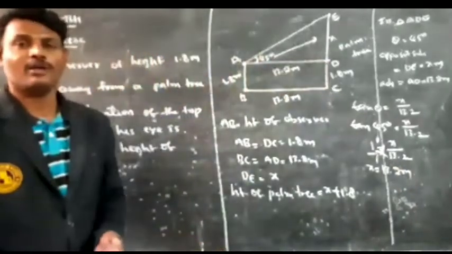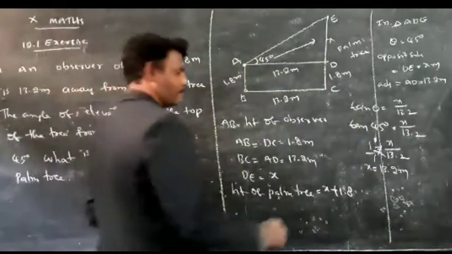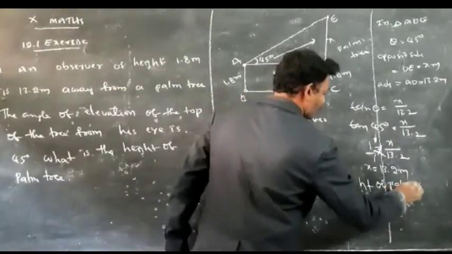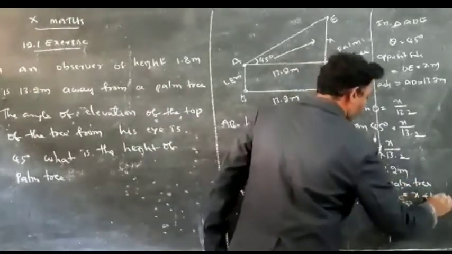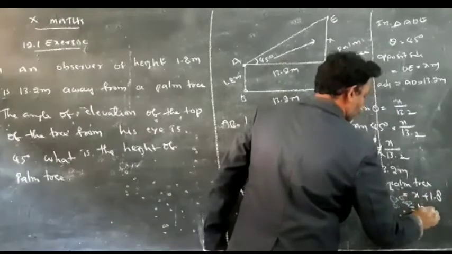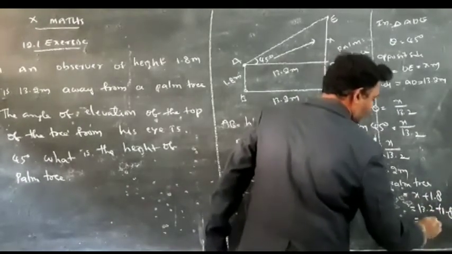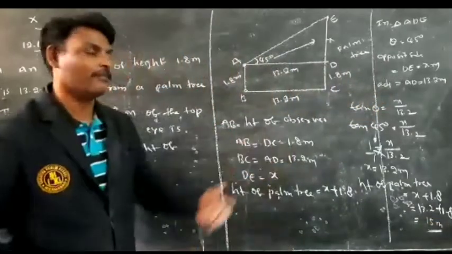Now I know the value of the X, but I need the value of height of that palm tree. HT means height of palm tree is equal to X plus 1.8. 13.2 plus 1.8 is nothing but 15 meters. So height of the palm tree is 15 meters.